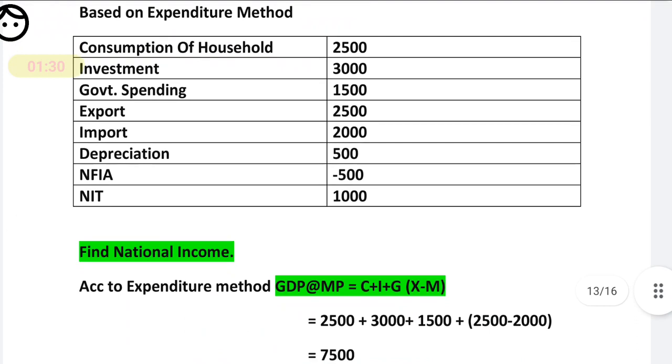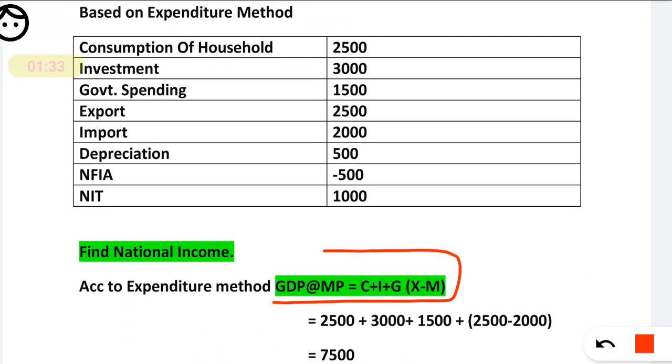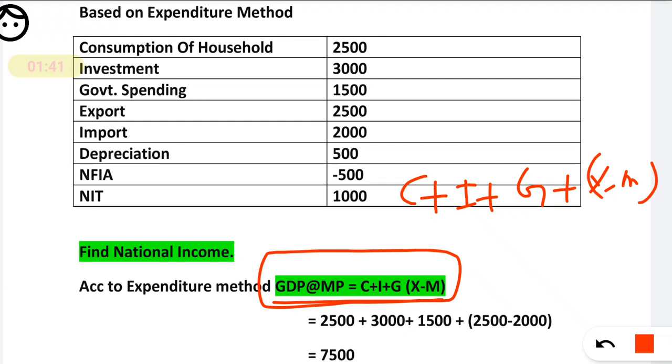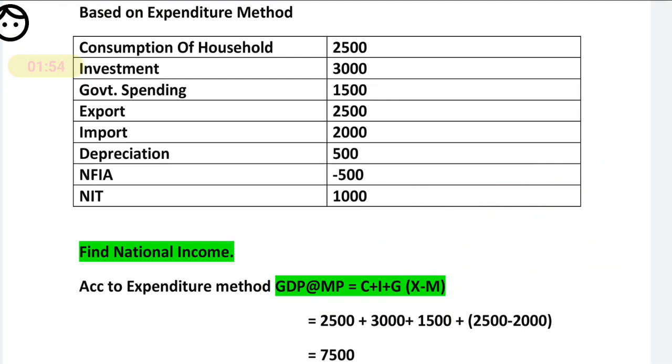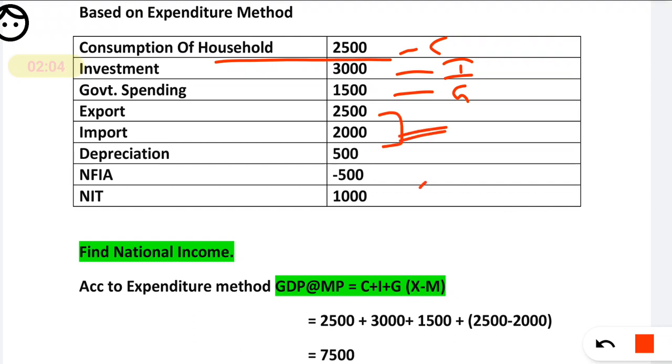See here, the formula for computation of GDP by the expenditure method is C plus I plus G plus X minus M. Here C is the consumption, I is the investment, that is gross investment, G is the government spending, and X and M are the export and import. Okay, so very simple, all the values are directly given. C, I, G, that is government spending, and export and import are also given.